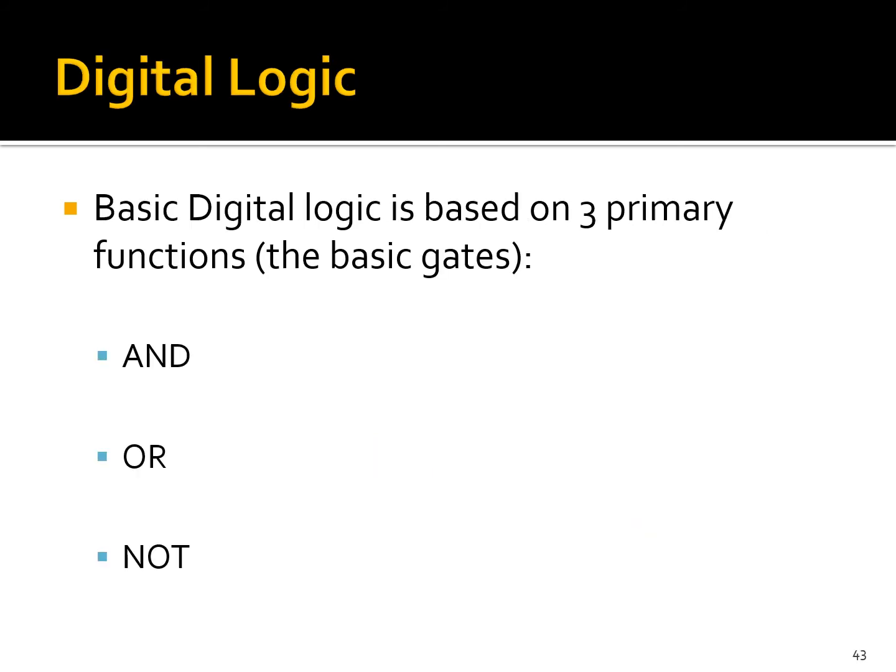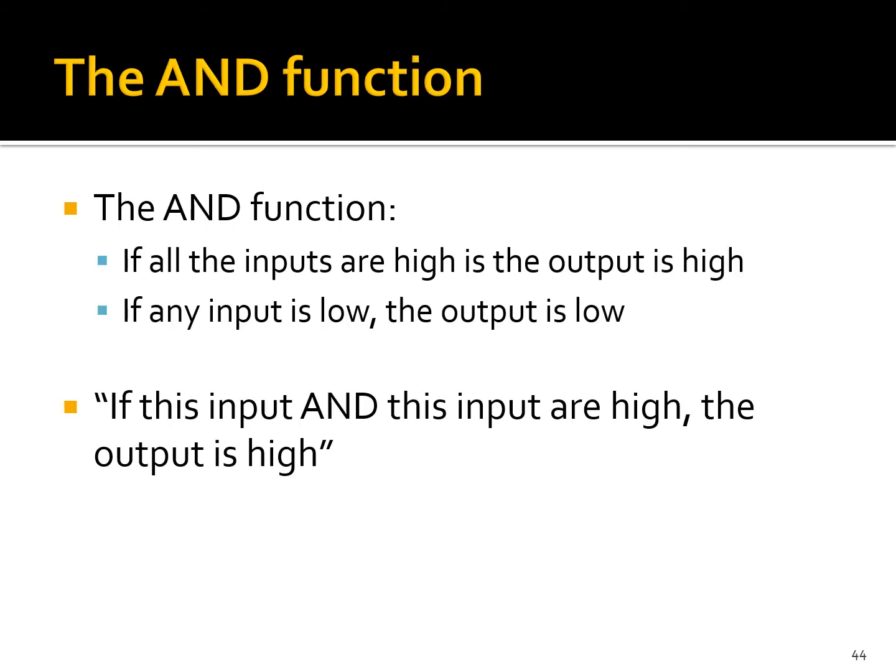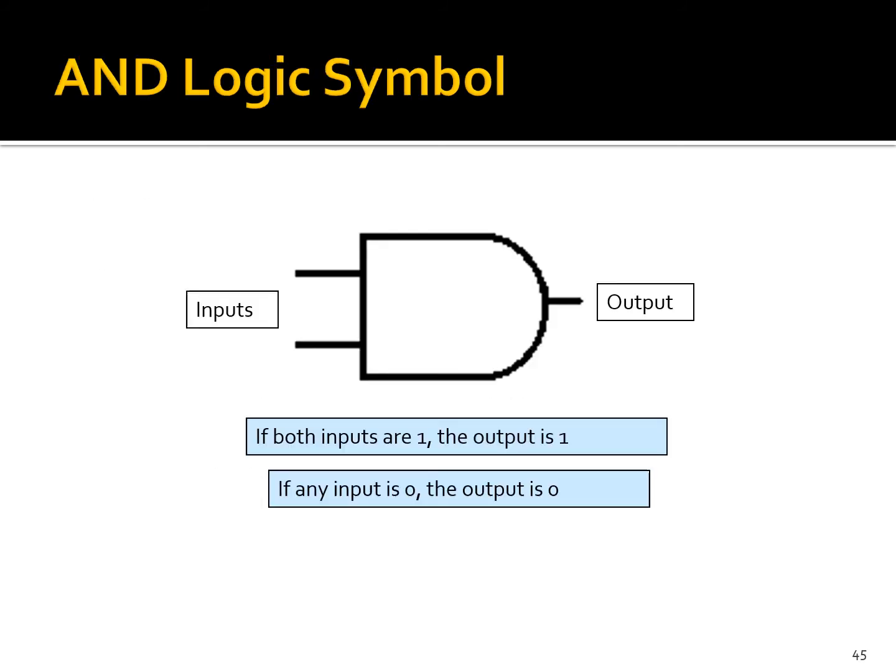So our three primary logic gates are AND, OR, and NOT. I mentioned earlier that starting the car was similar to an AND gate. If I look at the AND function, if all the inputs are high, the output is high. If any of the inputs is low, the output is low. So if this input and this input are both high, the output is high.